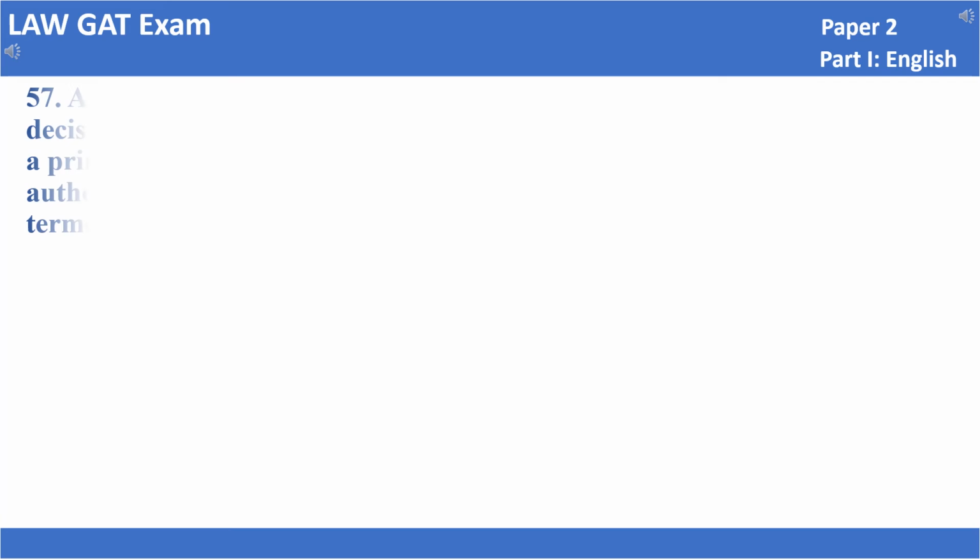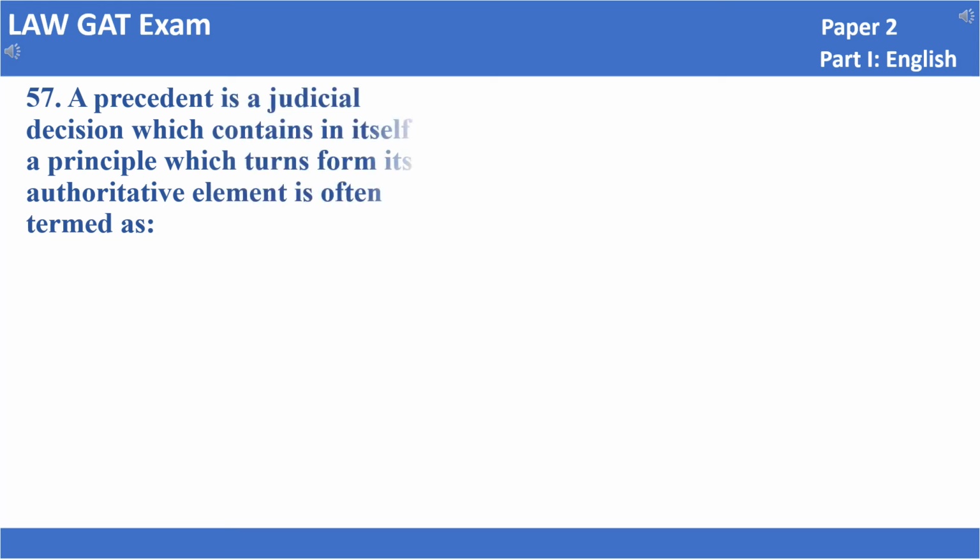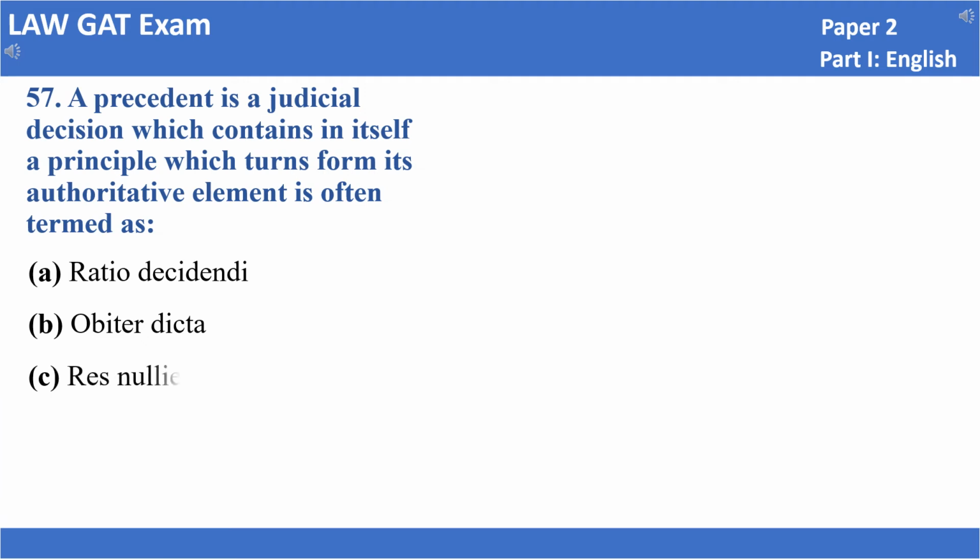A precedent is a judicial decision which contains in itself a principle which, apart from its authoritative element, is often termed as option A, ratio decidendi, option B, obiter dicta, option C, res nullius, or is it option D, res judicata? The correct answer is option A, ratio decidendi.